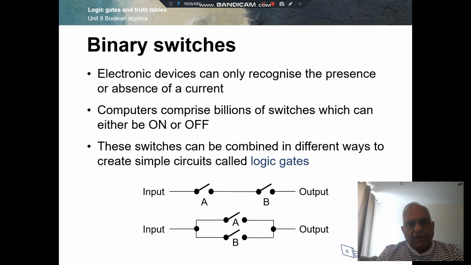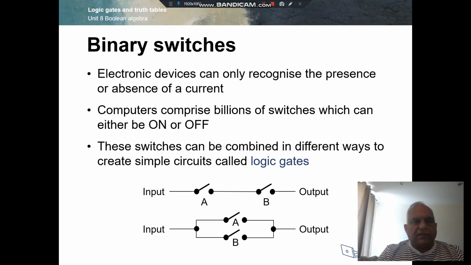But here the current is going, going through A and B both sides, but they are broken, so it's not going next. So basically these switches can be combined in different ways to create logic. Okay, so here in this page you will see two things, on and off.